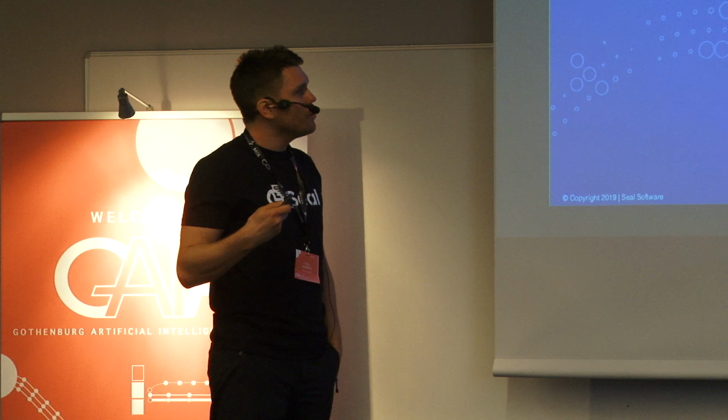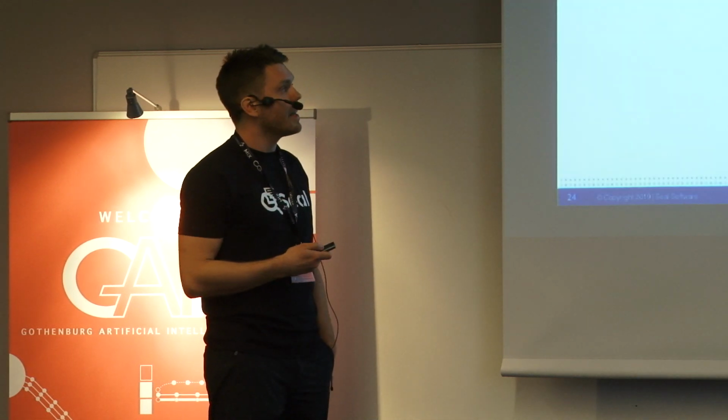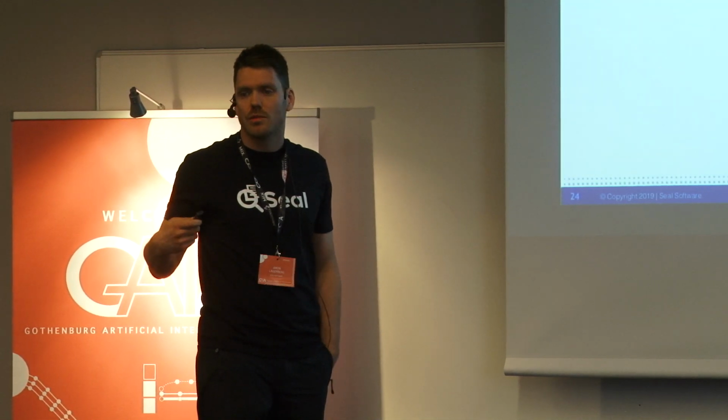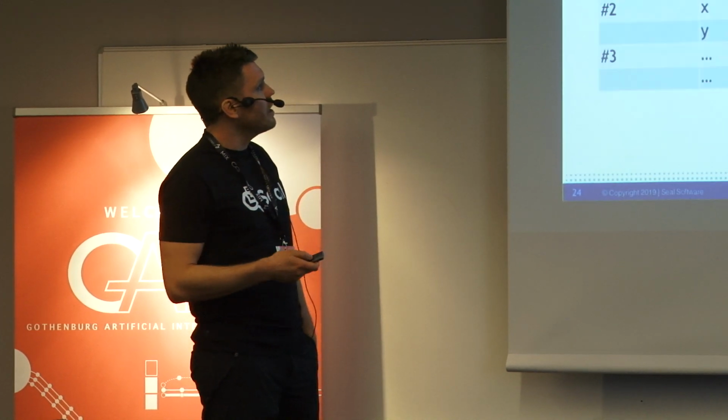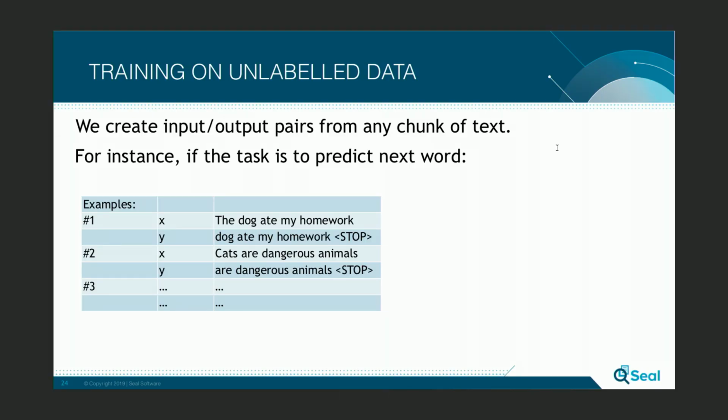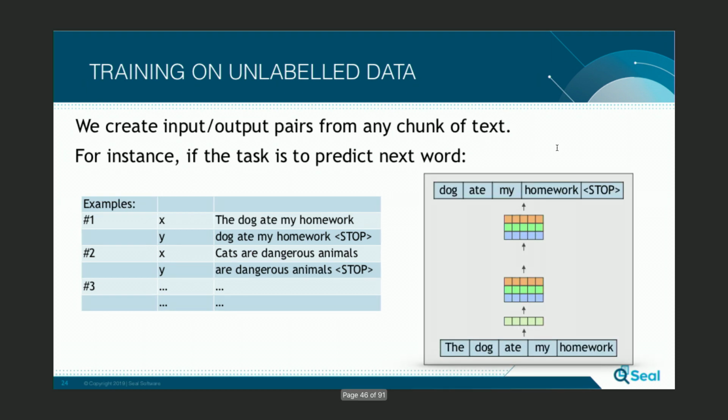So when we want to train this on unlabeled data, which is basically what we do when we want to train a language model, we just create input-output pairs of any chunk of text. So we take like 1 gigabyte of Wikipedia data, and we just split it into sentences. Then this is a sentence from Wikipedia, the dog ate my homework, and as output, I just shift it one to the right. And I use this as training data, right? And I do this, and so I get millions of sentence pairs in this fashion.